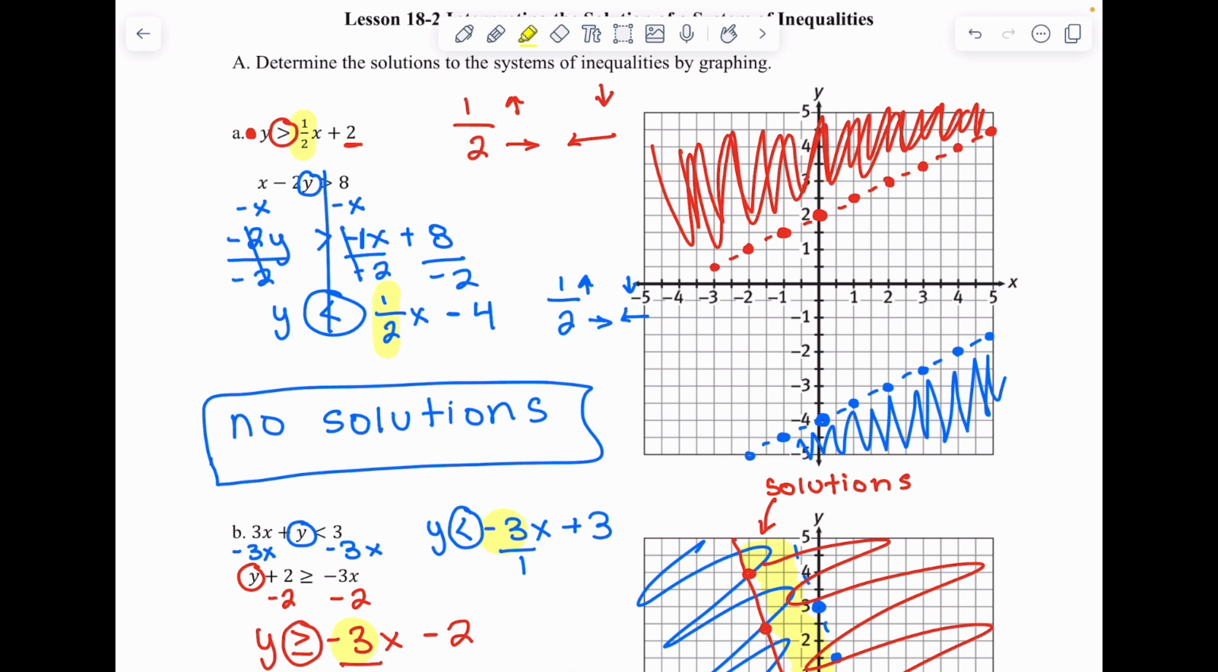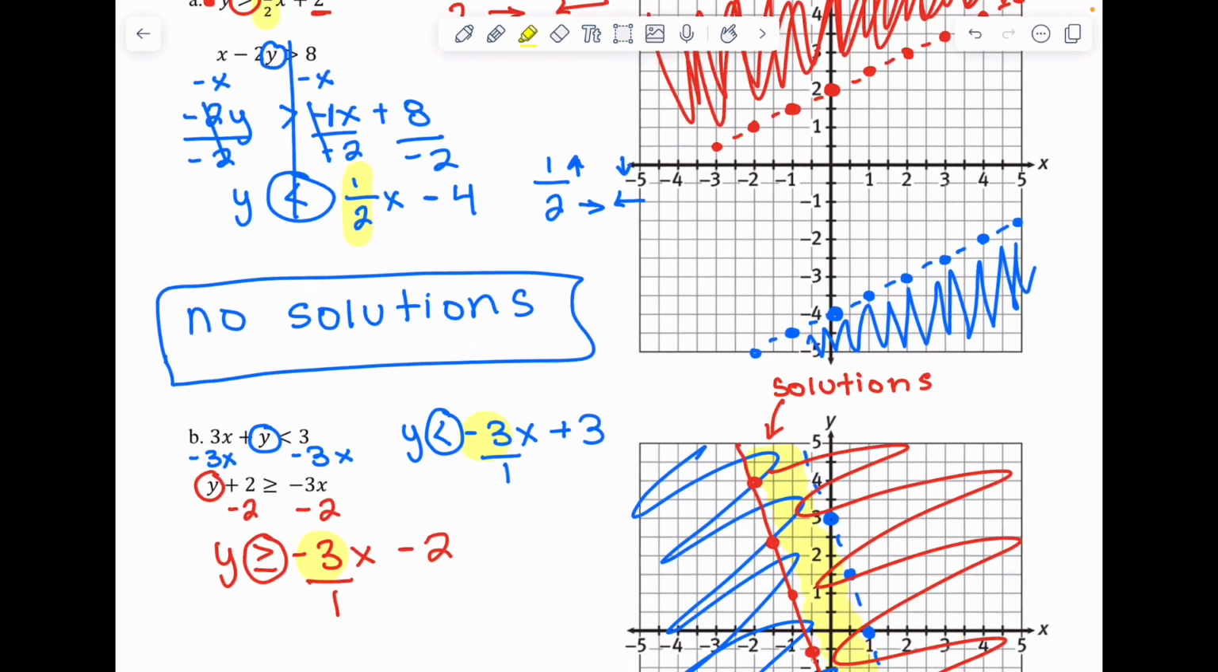So it's important to note that just because we have parallel boundary lines doesn't always mean we're going to have no solutions. It just depends on which way your shading goes. So keep that in mind for systems of inequalities. Parallel does not always mean no solutions.